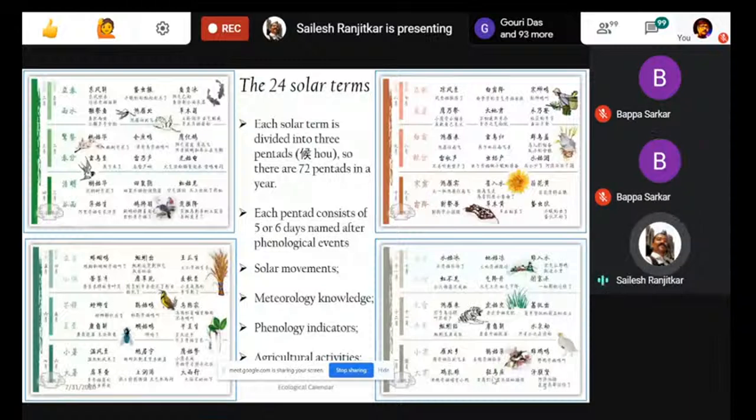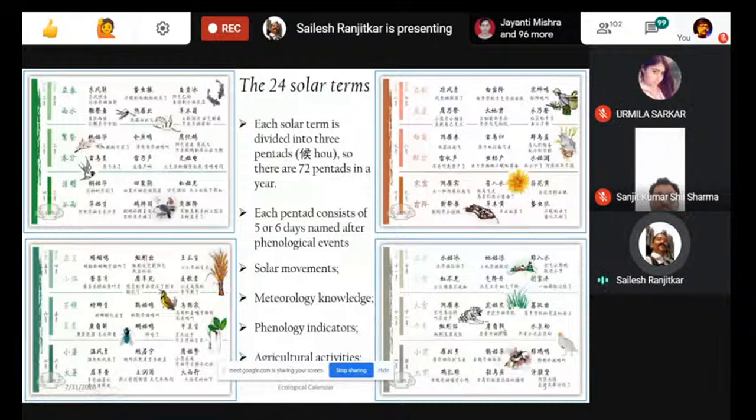You can see 4 squares here. These 4 squares represent 4 seasons, starting from spring, summer, autumn, and winter. And what kind of activities, what kind of observations are made by the local, indigenous people, are documented here.